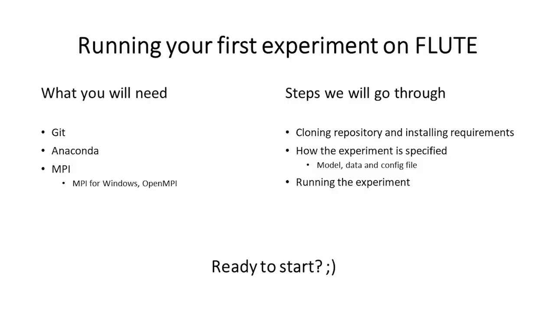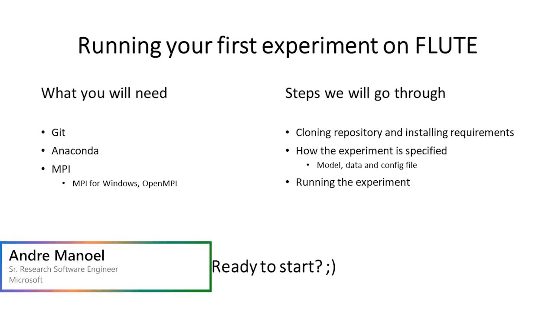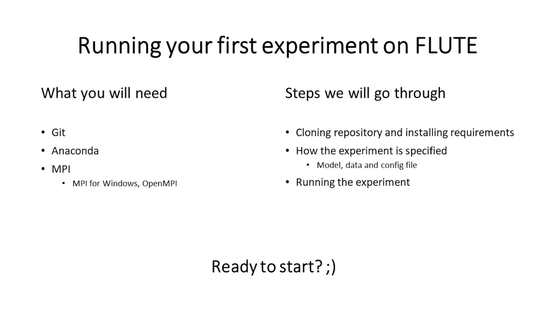Hi there. In this tutorial, you'll learn how to run your first federated experiment in FLUTE. For this, you're going to need three things installed in your computer: Git, Anaconda, and some implementation of MPI. We have tested both MPI for Windows on Windows and OpenMPI on Linux.